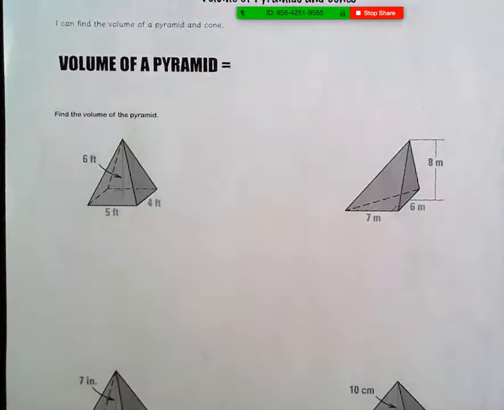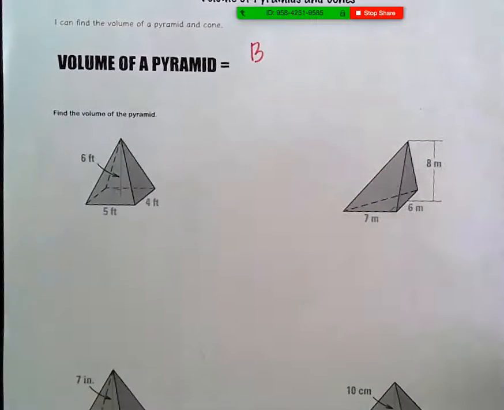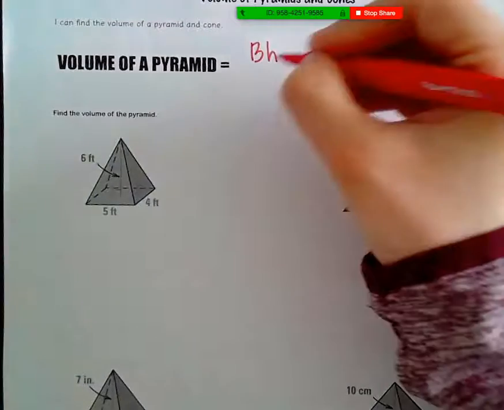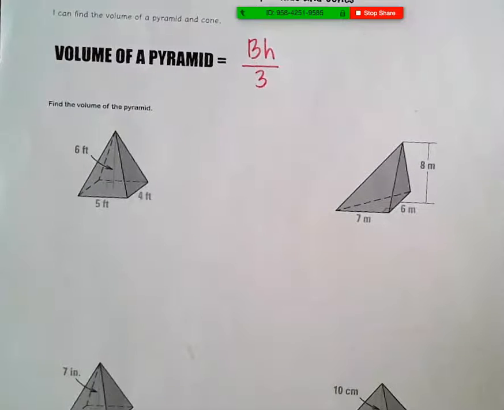So volume of a pyramid, it's going to be our base area, our big B, times our height. That's what we did last week. And now we're going to divide by 3 once we get that answer. So it'll be pretty easy. I'm pretty excited about this lesson. You guys are going to do really well with it.